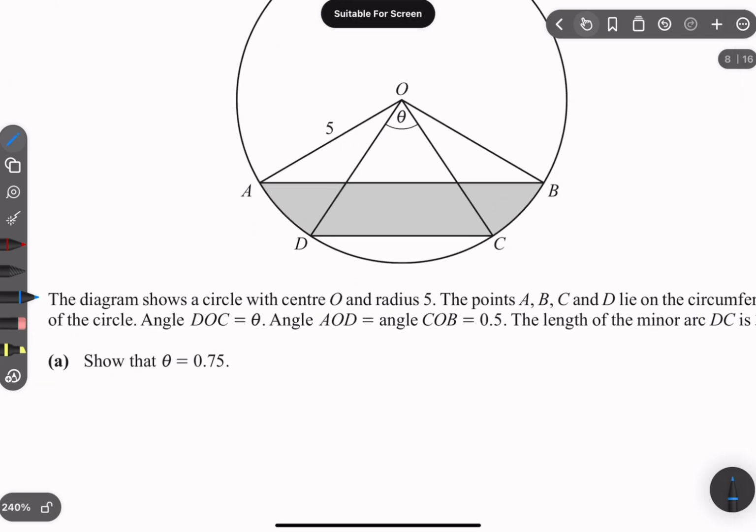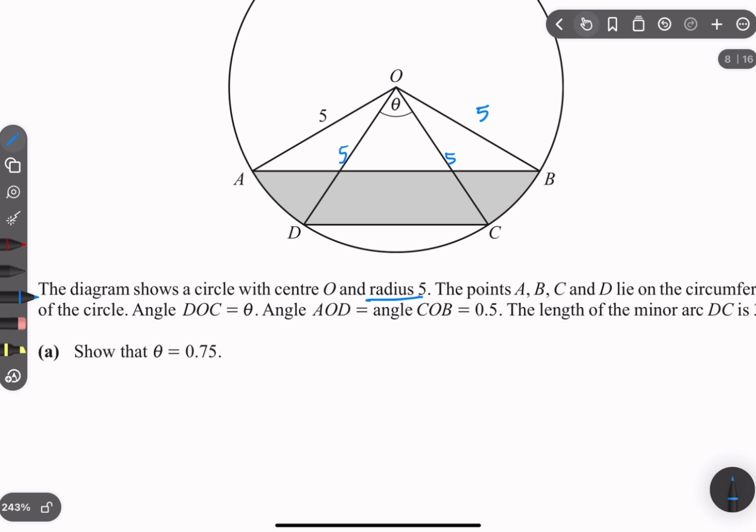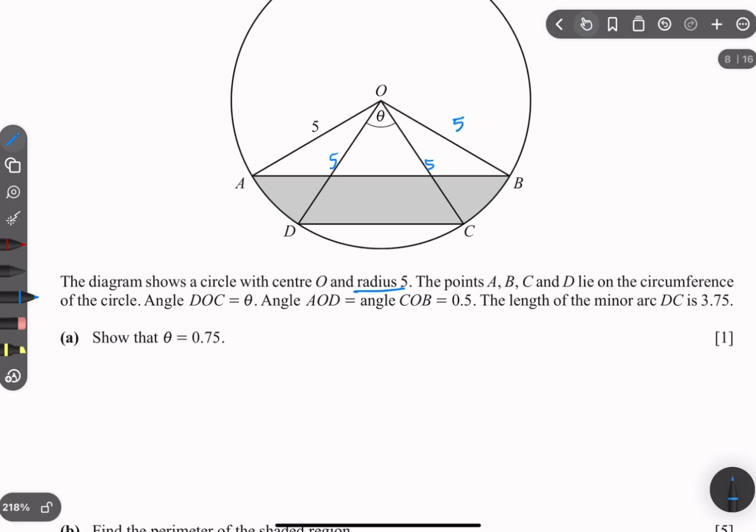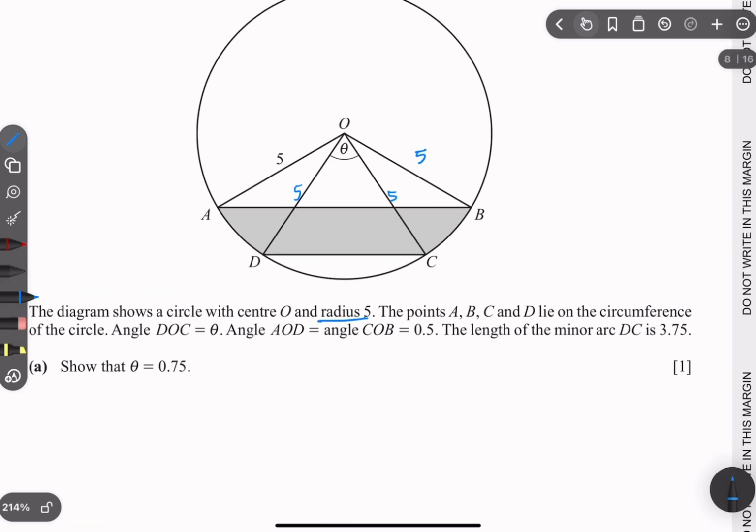So the first information is that the radius is 5. So OB is 5 since it's the radius. Then OD is 5 and OC is also 5. And then angle TOC equals theta. Okay, it's already labeled. Angle AOD equals angle COD equals 0.5.